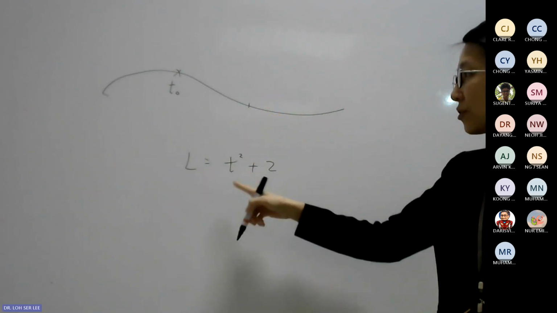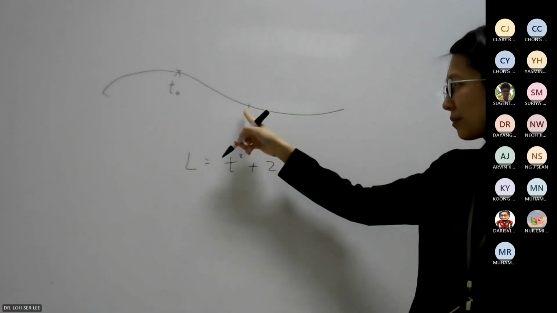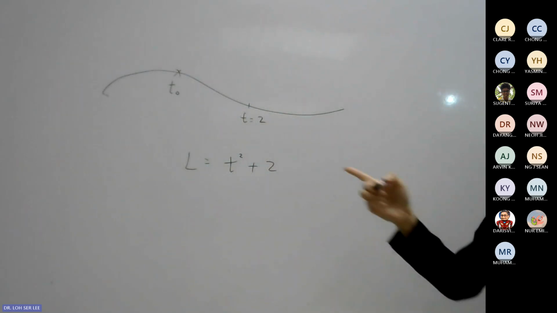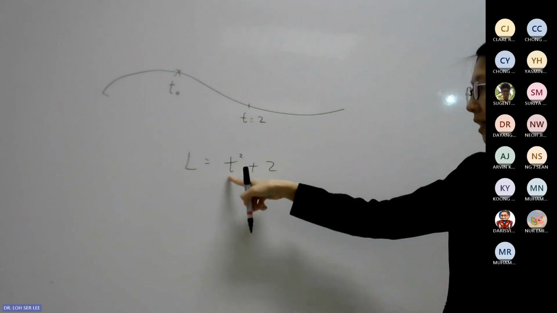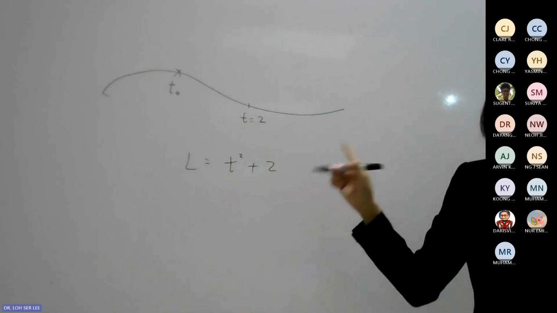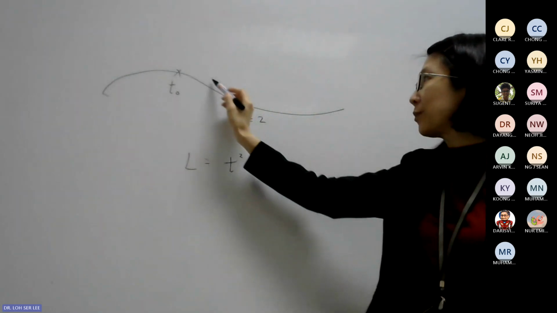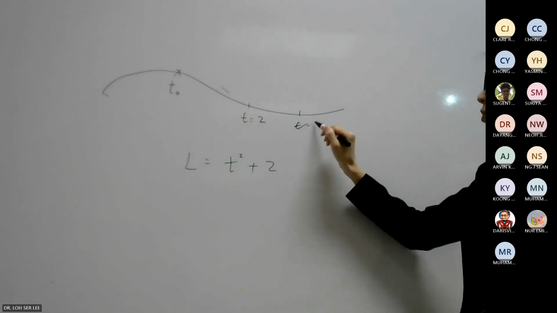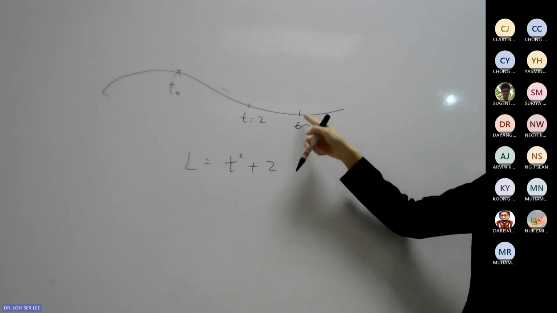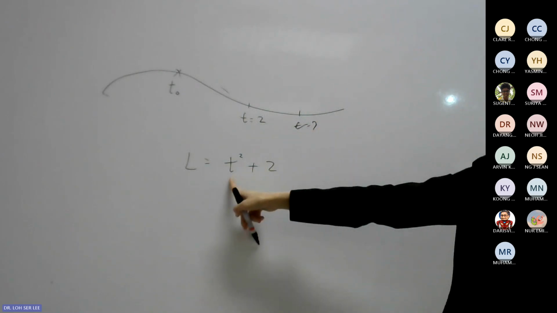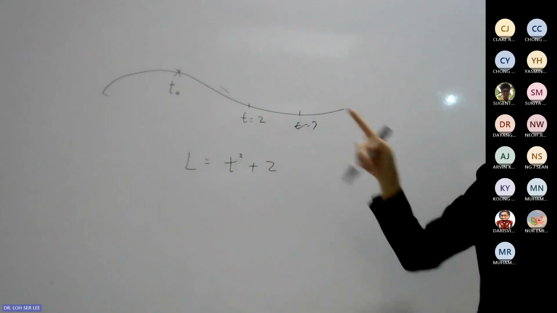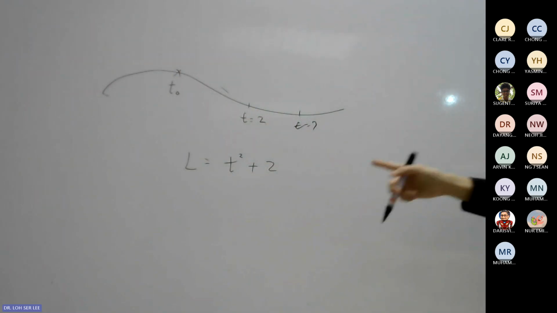Once you get this arc length function, let's say I want to stop at 2. Then when you substitute 2 into here, you will get 6. That means the length from this point up to this is 6 units. If you substitute t equals 3 as the ending point, you get 11 units from this starting point up to this point. So this represents the arc length function.